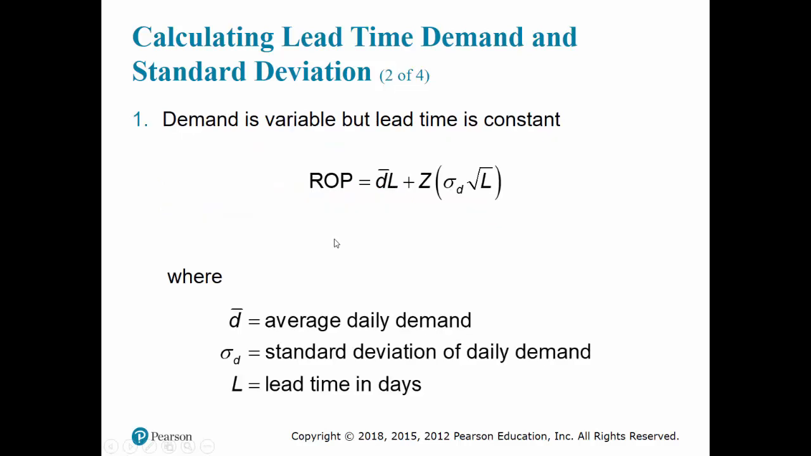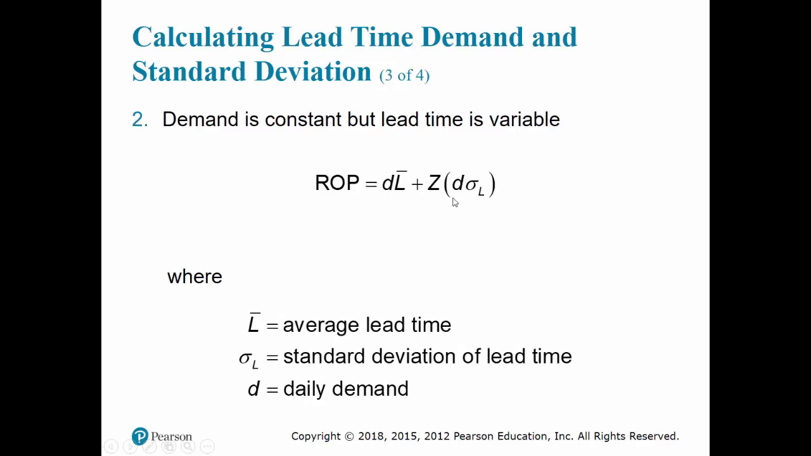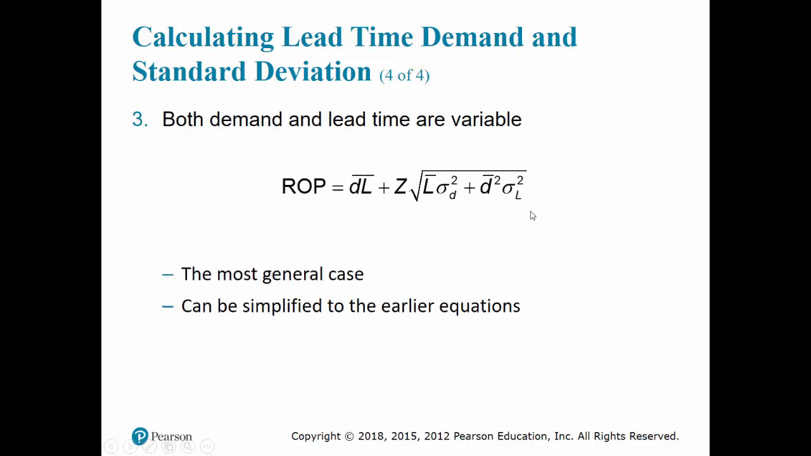The only difference is in the formula for the standard deviation of demand during lead time. Here is the formula when the demand is variable and lead time is constant. And this will be the formula when the demand is constant and lead time is variable. Now this is the most general case, where both demand and lead time are variable. Of course, you put that bar on top to indicate that that is the variable part.